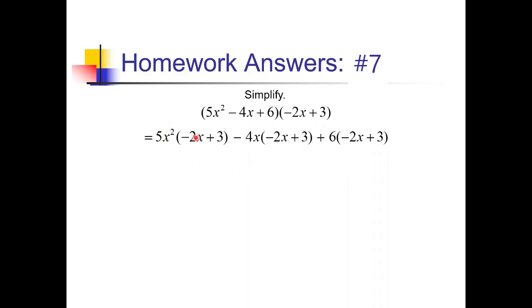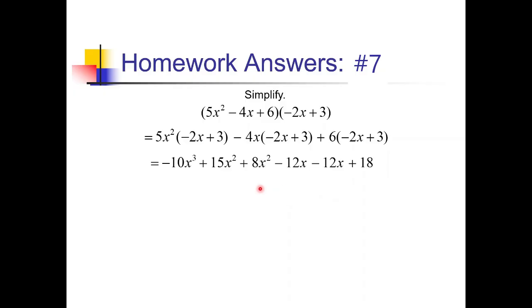So 5x squared times negative 2x is going to be negative 10x cubed. 5x squared times 3 is 15x squared. Negative 4x times negative 2x is 8x squared. Negative 4x times 3 gives us negative 12x. 6 times negative 2x is negative 12x. And 6 times 3 is 18.